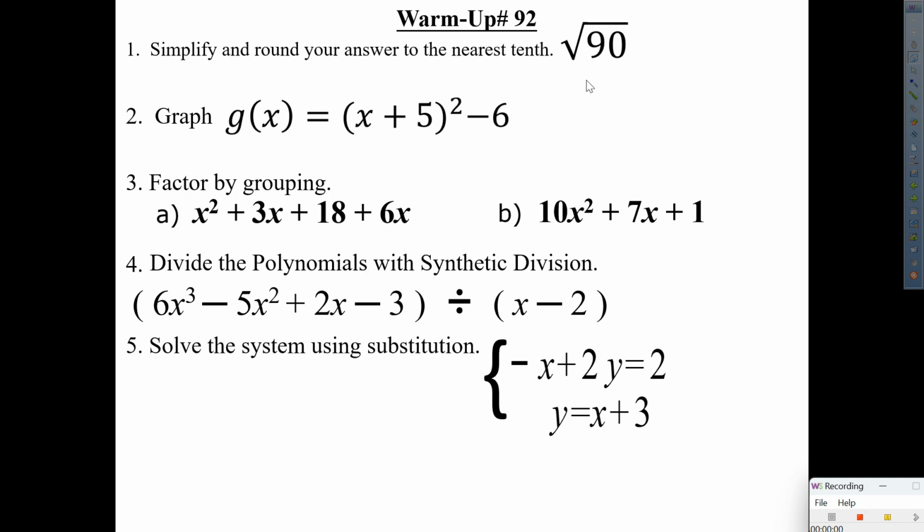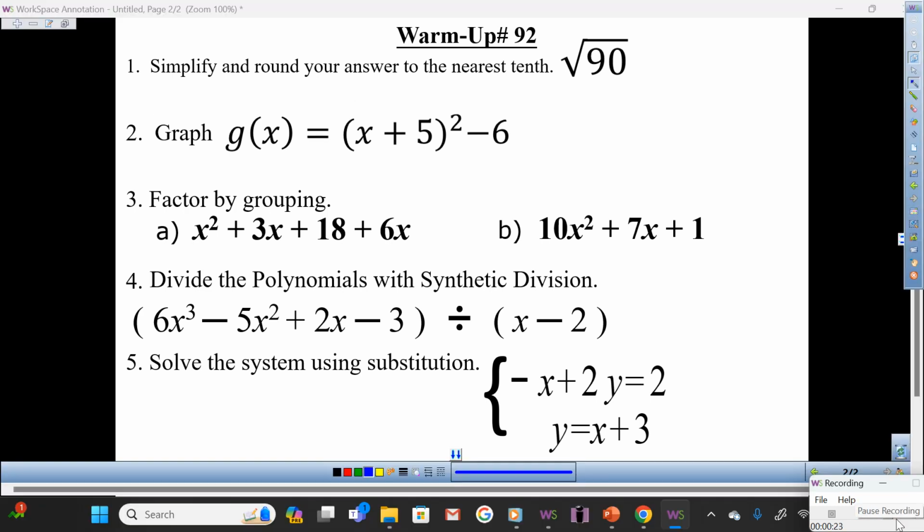So here we go. Warm-up number 92 is on the screen. By now you should be able to do all of those. However, notice number 5 is a little bit different from yesterday. Yesterday was the circle. Today I'm bringing it back to systems again. Let's see how you do with that. I'll give you some time. Copy and go. Are we good? All right, here we go.